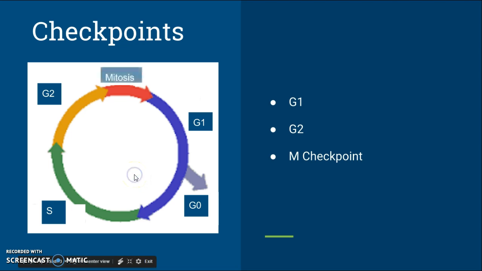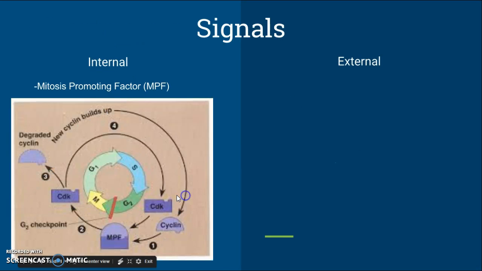The last phase is the mitosis phase, or the M phase. This is the spindle checkpoint. This determines if all the sister chromatids are attached to the spindles and ready for separation of the cell. Within each checkpoint, there are internal and external signals that provide stop and go signs.